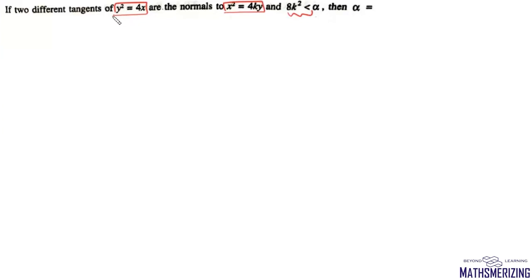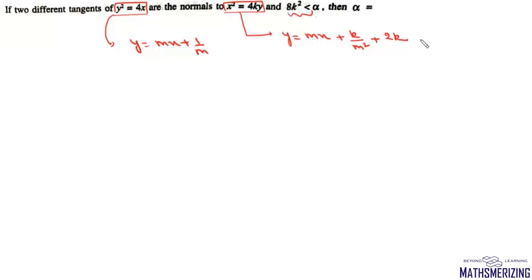Now for this first form, we know that the equation of tangent is given by y equals mx plus a by m, and a in this case is 1, so it will be simply y equals mx plus 1 by m. And in one of the previous videos, we have also discussed how to write the equation of normal for this third form. So the equation of normal to this third form in terms of slope is given by y equals mx plus a by m square plus 2a. Now a in this case is k, so it will be k by m square plus 2k.